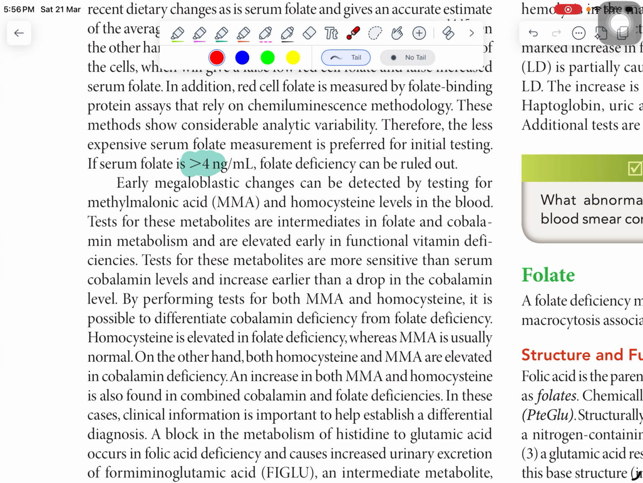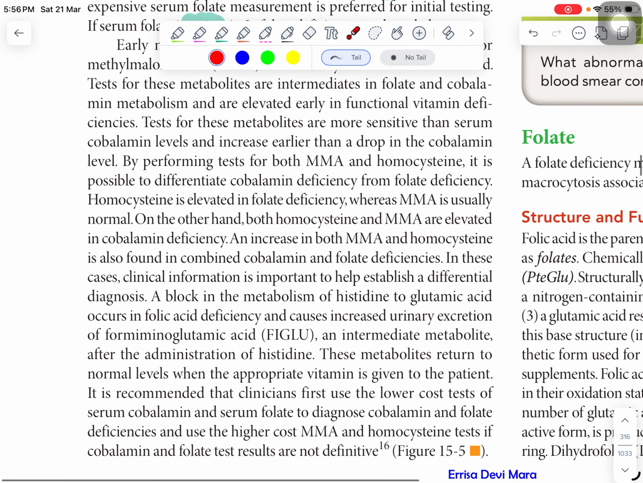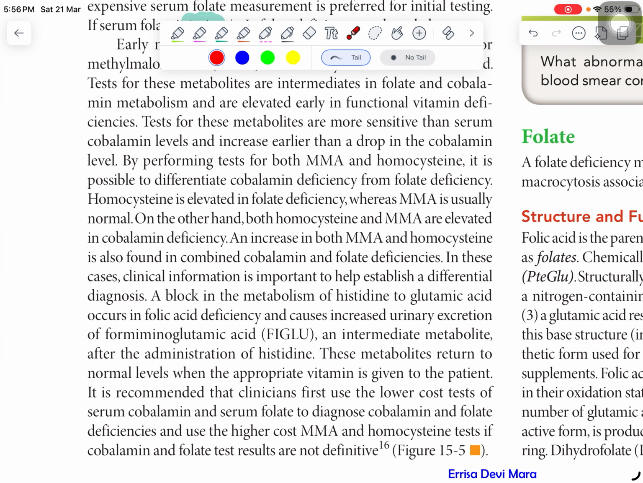Tests for these metabolites, which are intermediates in folate and cobalamin metabolism, are elevated early in functional vitamin deficiency. Tests for these metabolites are more sensitive than serum cobalamin levels and increase earlier than a drop in cobalamin levels. By performing tests for both MMA and homocysteine, it is possible to differentiate cobalamin deficiency from folate deficiency also. So this is important.